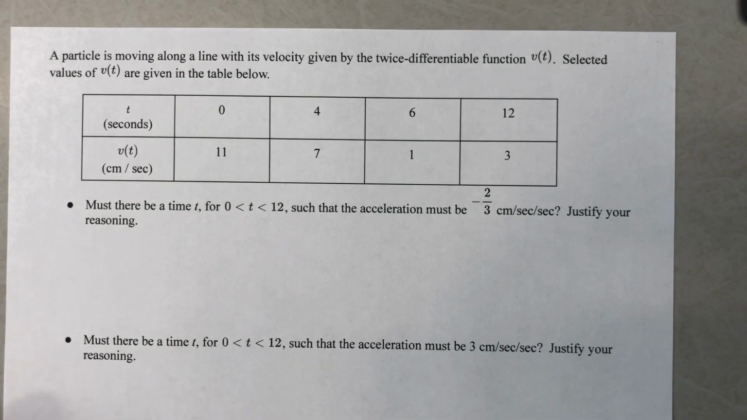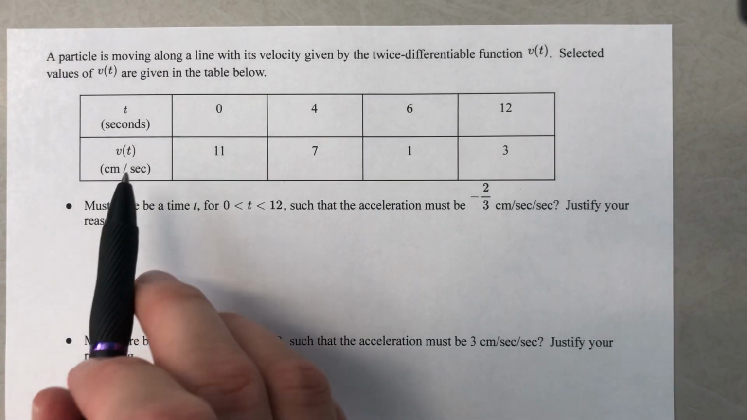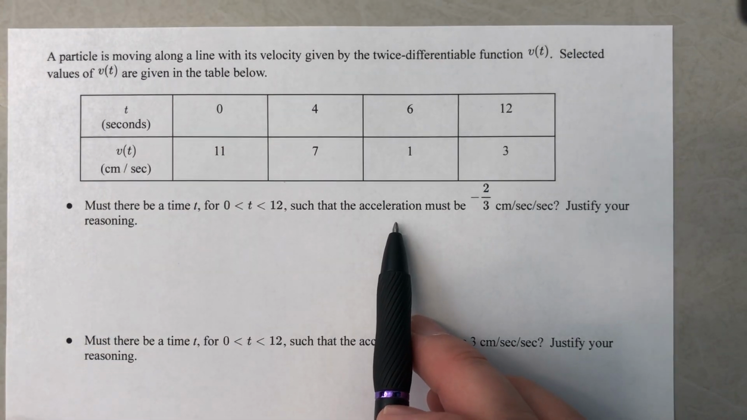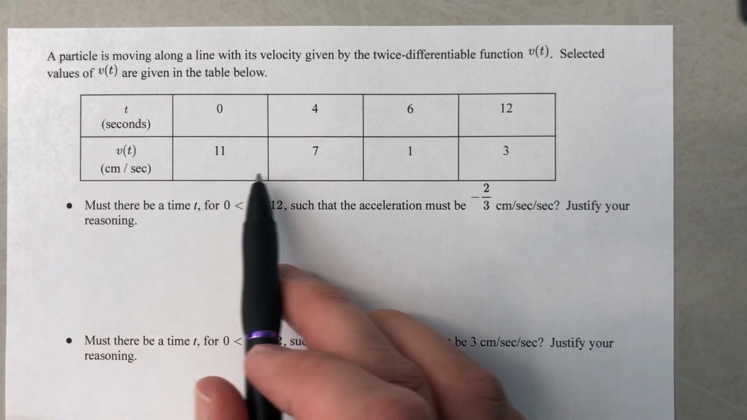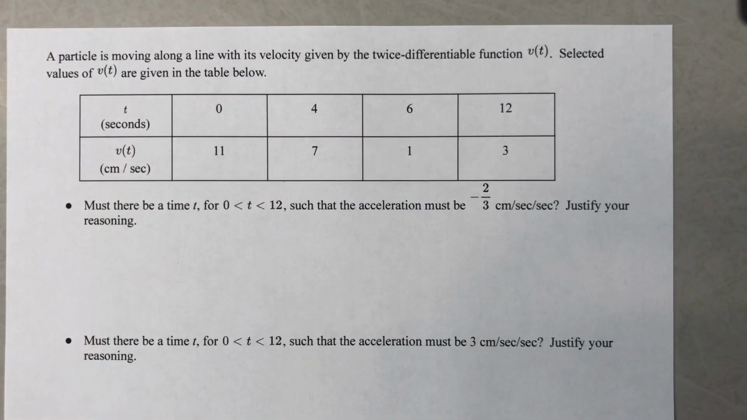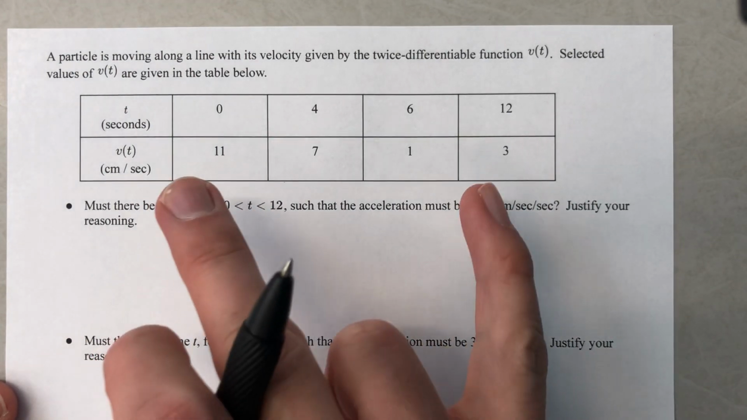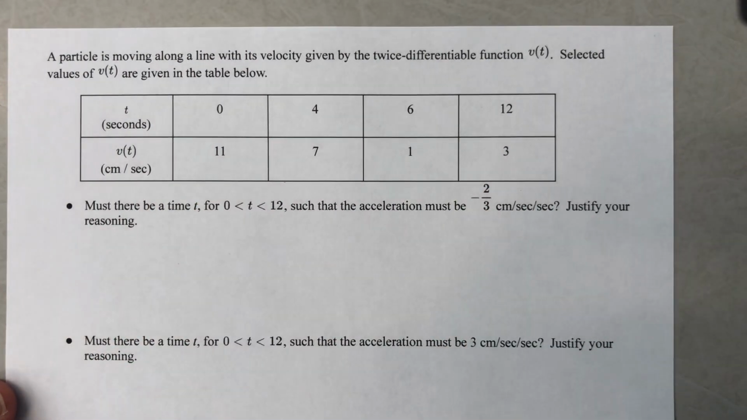Your first thought might be, I need to find the derivative of velocity and get acceleration. You don't have enough information. You don't have an equation for velocity. You have a table of values. This happens a lot, so bear with me. Must there be a time t from 0 to 12? They actually gave us an interval, so let's start with that interval.